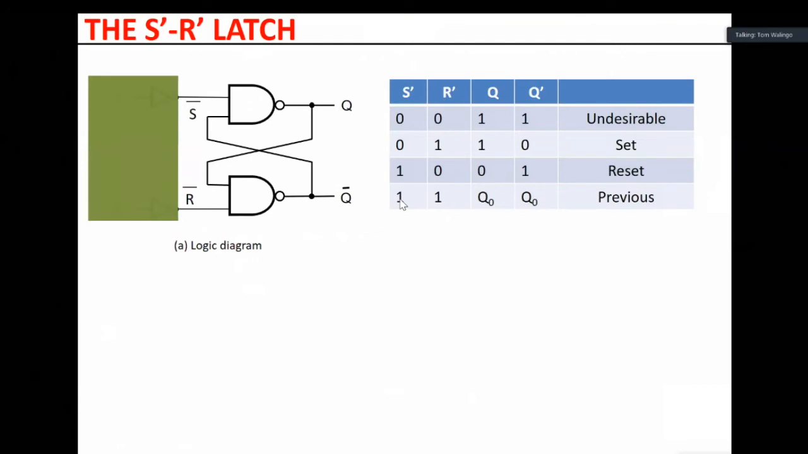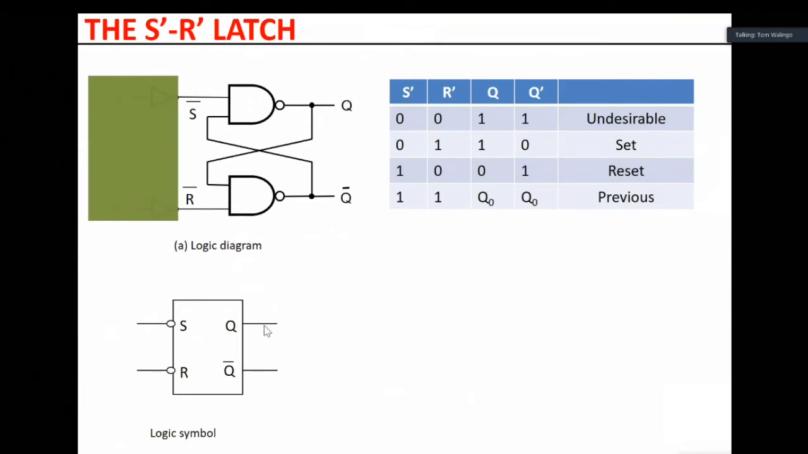And then if they are both 0, whatever happens, this will be 1, this will be 1. They are both the same undesirable state. And you can easily see that this will be set, this will be reset, and this will be the previous state. You should have gotten that. Whoever has a problem, you can raise your hand.